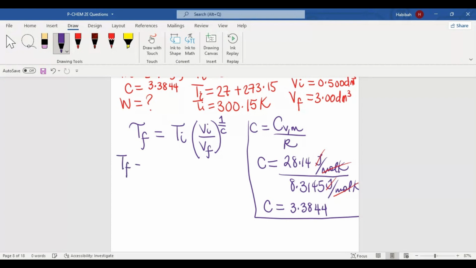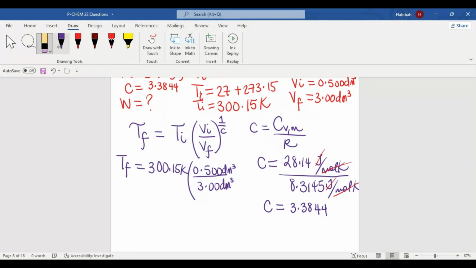So T final is going to equal T initial, which is 300.15 Kelvin. And then V initial, substituting it, we have 0.500 decimeter cubed, divided by, of course, V final, which is 3.00 decimeter cubed. All of that information is raised to the power 1 over C. So 1 divided by C, that's 3.3844. So that's basically it. Let me rewrite this. What's the power of 1 over 3.3844? So, of course, cancel decimeter cubed here, cancel decimeter cubed.